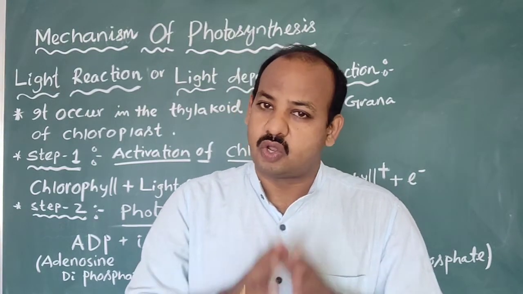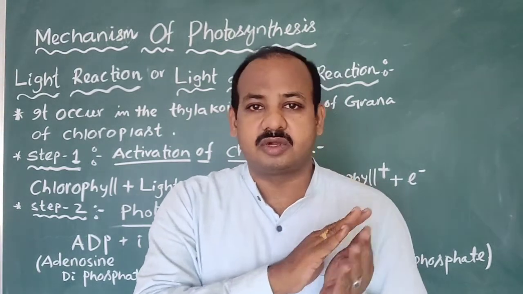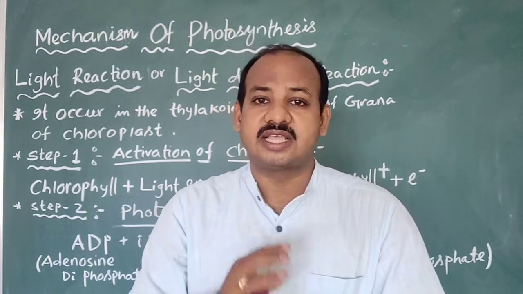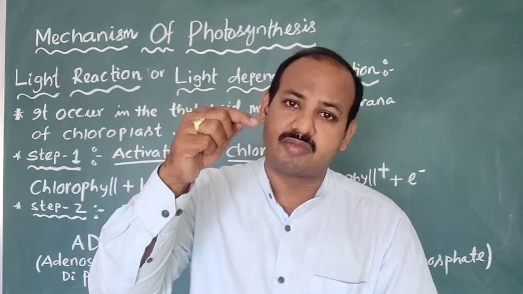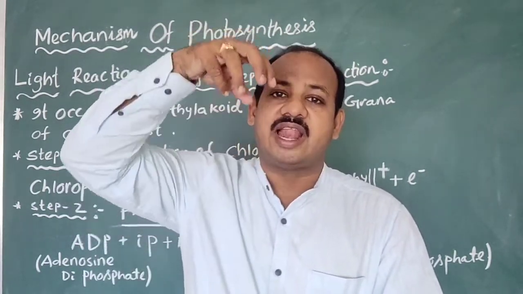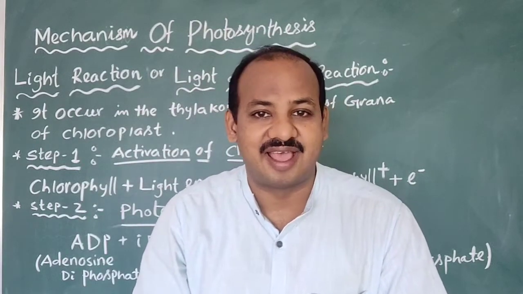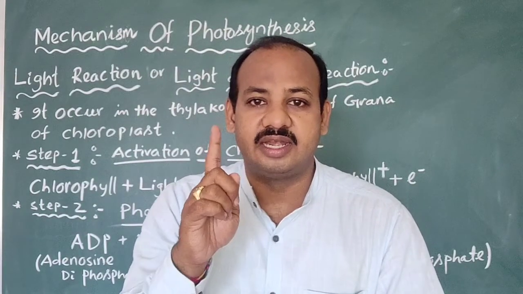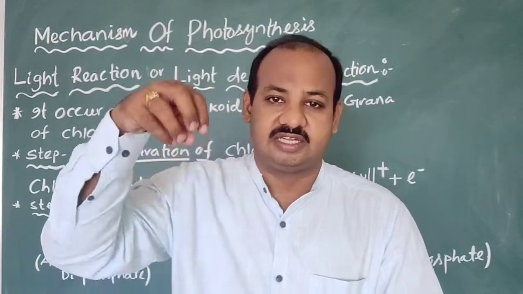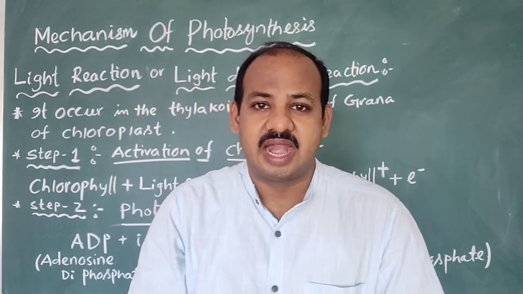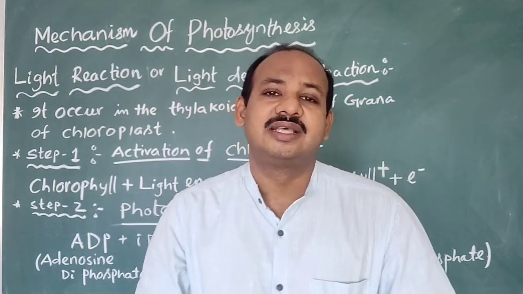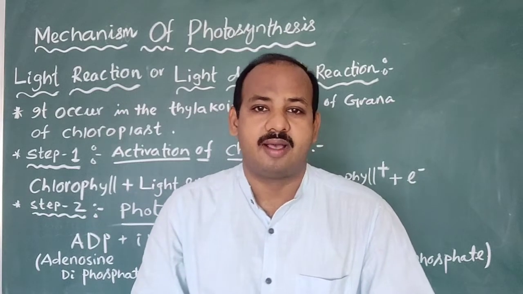Okay, children? So already in the previous class we have discussed the structure of chloroplast, and we came to know that chloroplast is having membranes: outer membrane, inner membrane, and there are stacks of thylakoid membranes called grana. Singularly it is called granum, plural it is called grana thylakoids. And there is a fluid filled structure present inside the chloroplast that is called stroma.